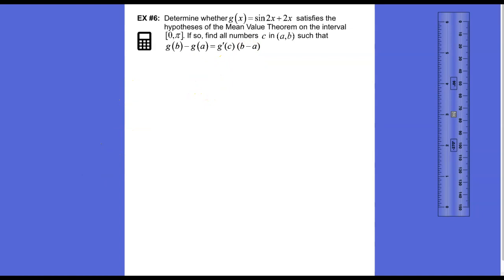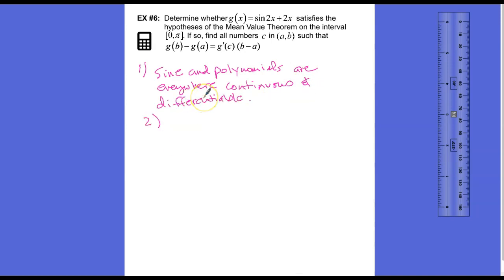The first thing we want to do is make an argument about differentiability and continuity. Our composite function is comprised of a sine and a polynomial. Sine and polynomials are everywhere continuous and differentiable. Now let's plug in our endpoints 0 and pi. Sine of 0 is 0, 2 times 0 is 0, so g of 0 is equal to 0.